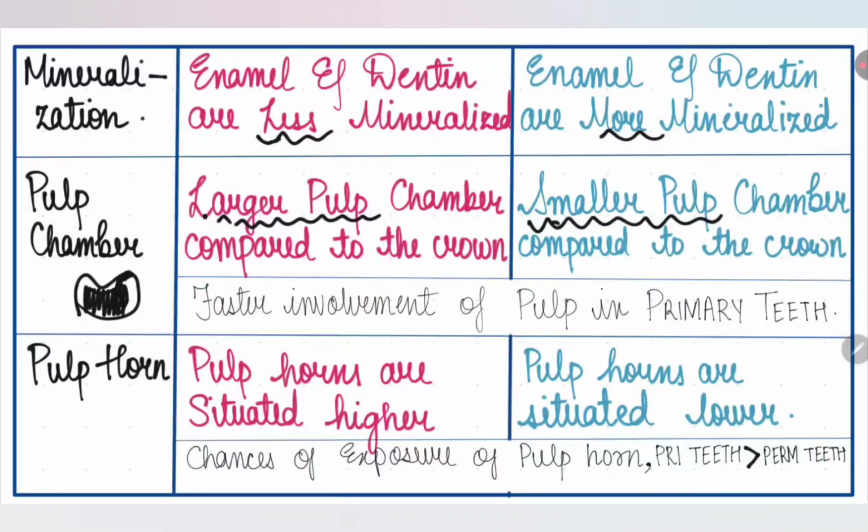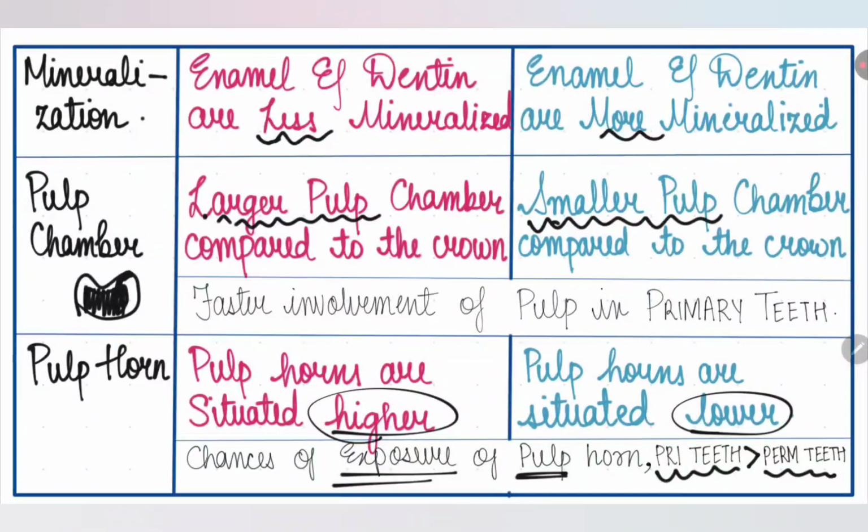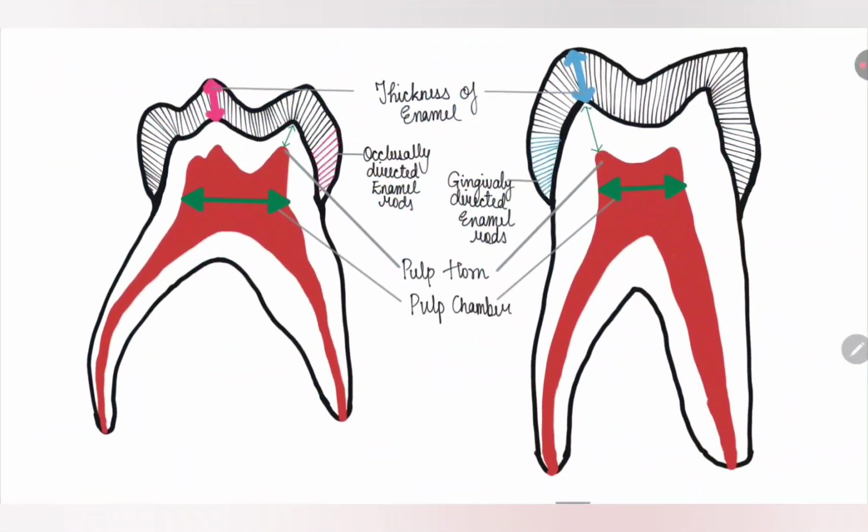Okay, talking about the pulp horns. Pulp horns are situated higher in primary teeth and lower in permanent teeth. So what happens due to this? There are chances of exposure of pulp during caries removal, right? Chances of exposure of pulp horn are more in primary teeth compared to permanent teeth. Why? Because in primary teeth, these pulp horns are situated higher. Let's see in a diagrammatic representation.